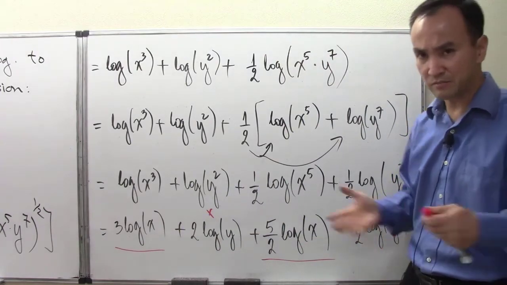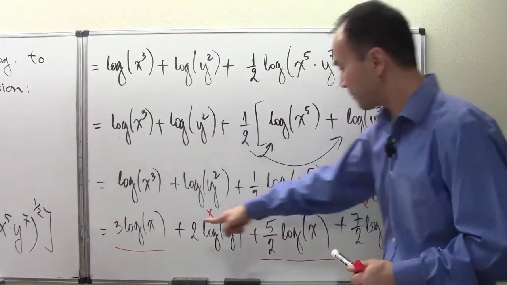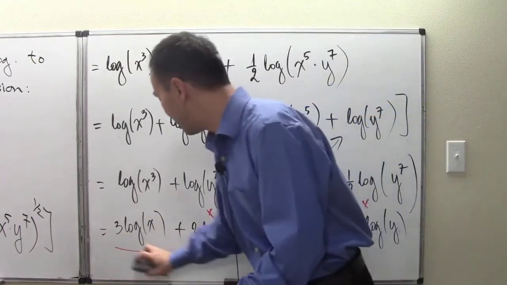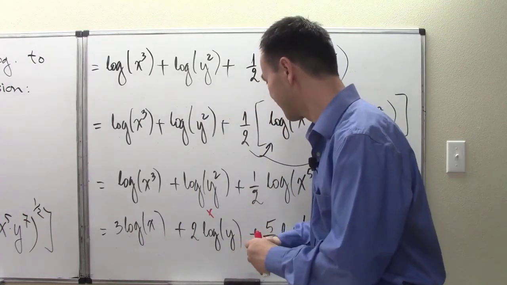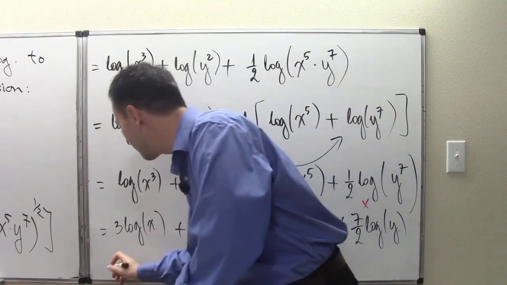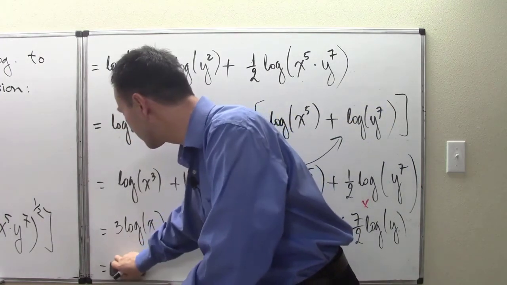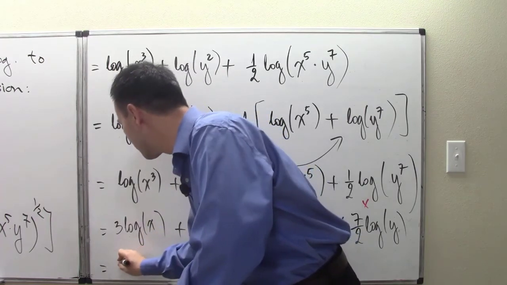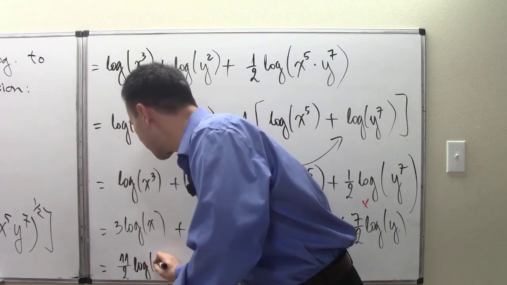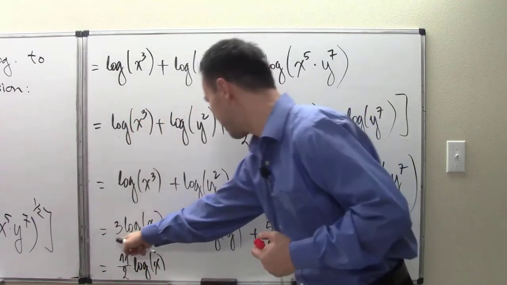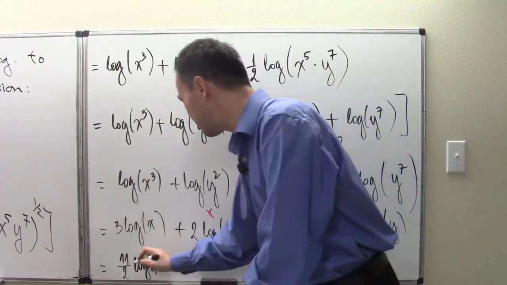Combining like terms in this case is simply adding the coefficients. So for the log base 10 of x, after combining like terms, we're looking at 11 halves log base 10 of x. That's after adding 3 and 5/2. So 11/2 times log base 10 of x.